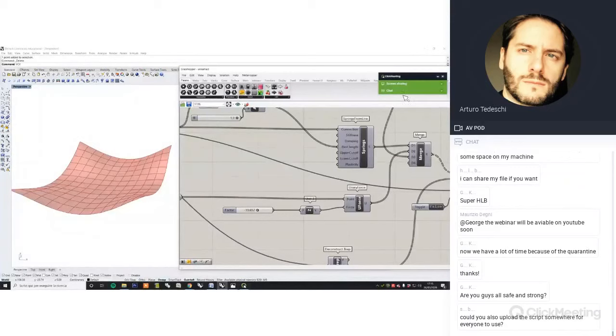Let's take just a couple of minutes of break, and then we can start with the bridge, which is the focus of the webinar itself.